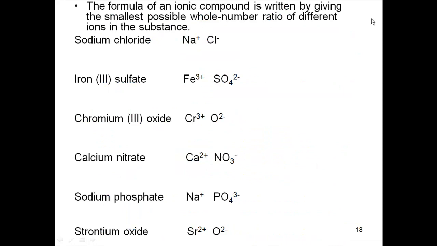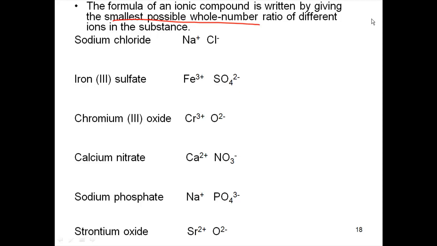Another thing that we have to do is be able to put formulas together from the name. So let's talk about formulas of ionic compounds. Now, recall that they're written by the smallest possible whole number ratio, which is not the same for molecular substances. They do not have to be. But for ionic compounds, they are. The smallest possible whole number ratio of different ions. Some people just cross multiply to figure out how many atoms you need for each one, which is fine, but you got to remember it has to be the smallest possible whole number ratio.